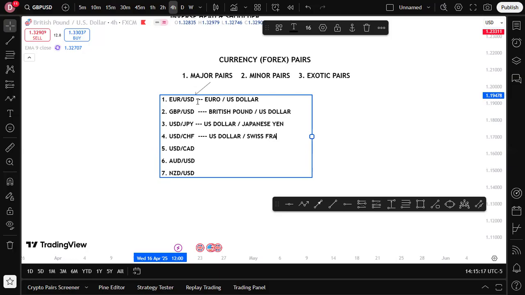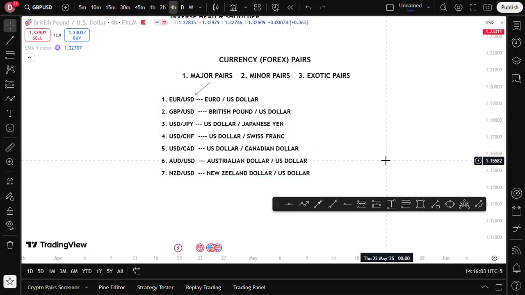The Swiss franc. Then the fifth one here, we have the US dollar versus the Canadian dollar. And then we have the Australian dollar versus the US dollar. And then the last one, the New Zealand dollar versus the US dollar.